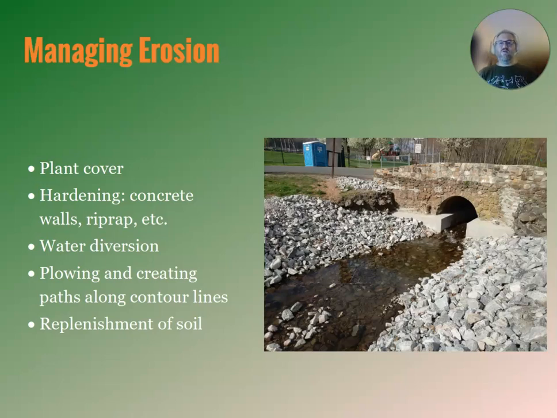We can try to divert water away from places where it's been causing a lot of erosion. So we can redirect our stream channels. We can install pipes and culverts, or create little dams and things that are going to shift water to different places so that it's not flowing across the same spot, eroding it. We can also do things to prevent human activity from encouraging erosion.